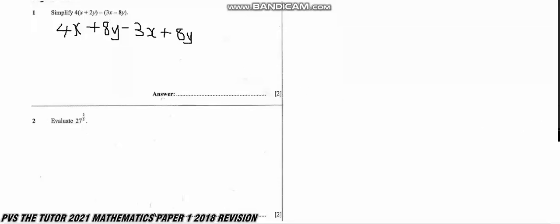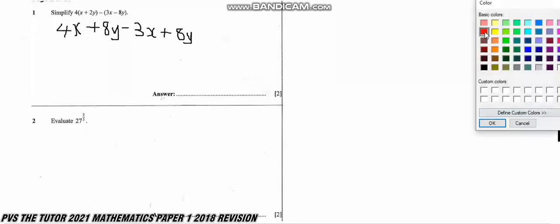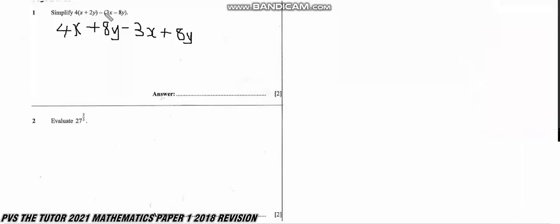Step 2, you need to collect the like terms. Therefore, 4x and negative 3x are like terms, so we're going to collect them: 4x minus 3x, plus 8y plus another 8y. Now, of course, we need to subtract because there are different signs. Here is positive 4x and negative 3x.